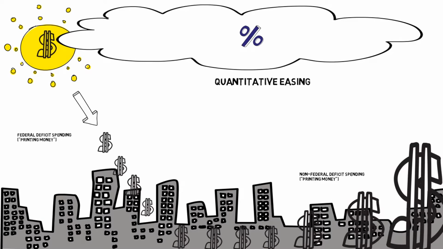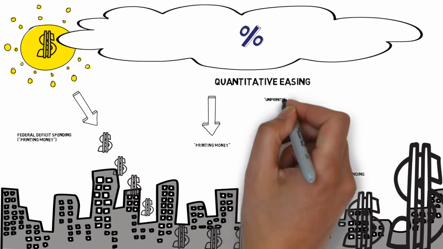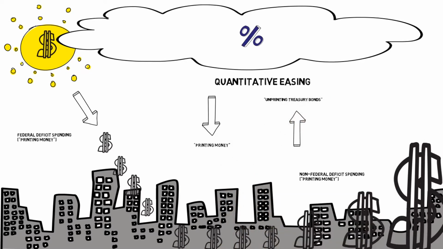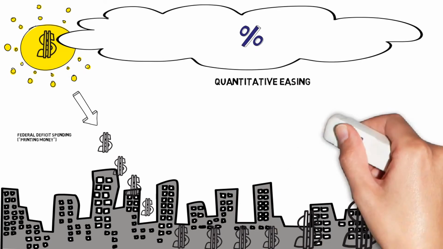During QE, when the Fed buys a treasury bond, the Fed quote-unquote prints money to pay the seller of the bonds, the part everybody talks about, but at the very same time the Fed is unprinting the bonds, the same amounts, from the sellers. That's the part nobody talks about.